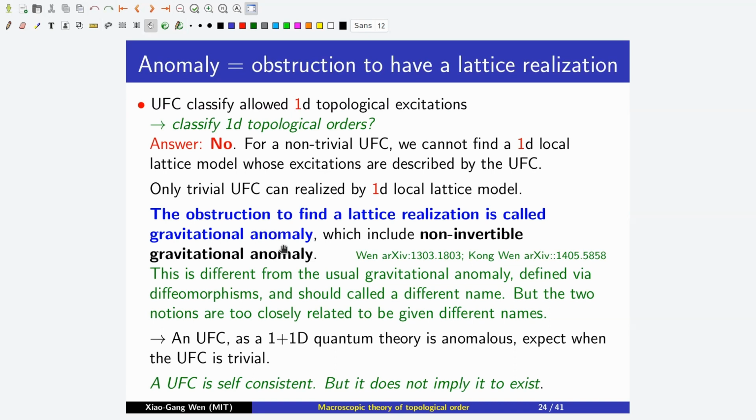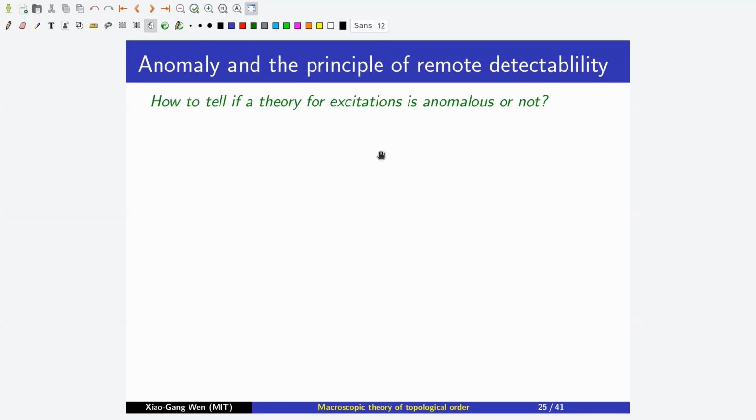Therefore, the fact that this fusion category cannot be realized, we can say that we can view this as a field theory. This fusion category, or this field theory, has a gravitational anomaly, so this cannot be realized by a lattice model. So that's one point of view, and I really want to just go along this.